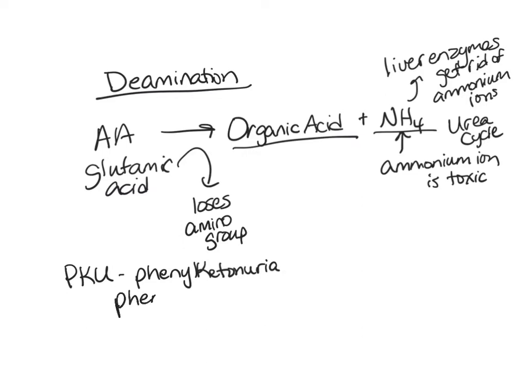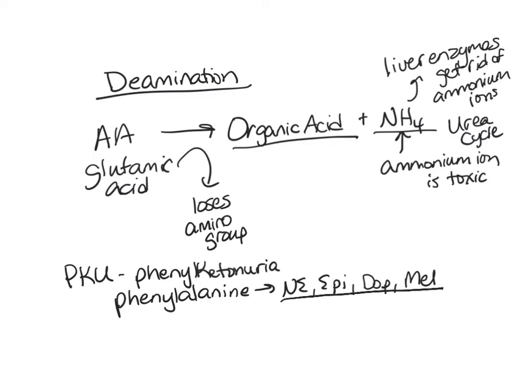Normally, the amino acid called phenylalanine is converted to very useful hormones called norepinephrine, epinephrine, dopamine, or melatonin. And if you remember, these hormones are amino acid derived hormones, so they are basically amino acids. Phenylketonuria, or PKU, is a rare inherited disorder that causes phenylalanine to build up in the body.